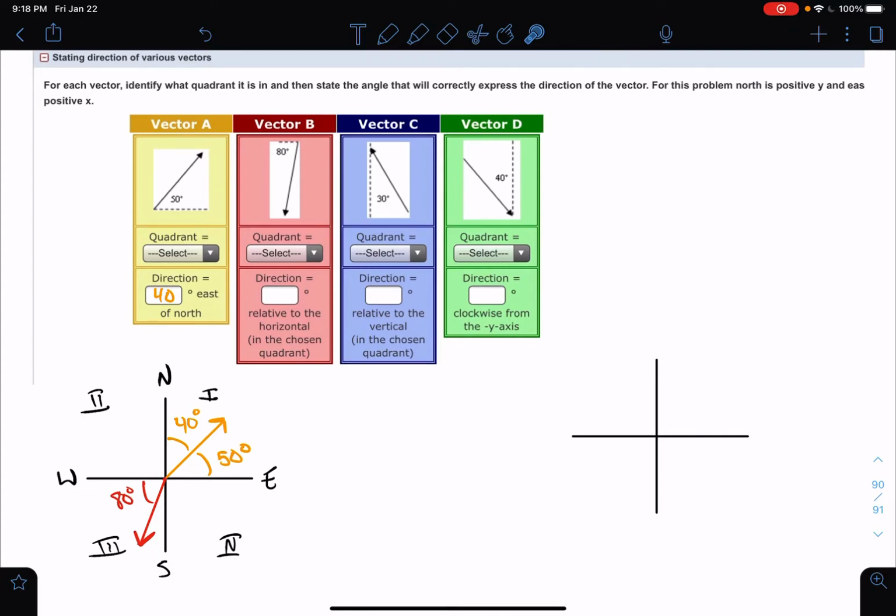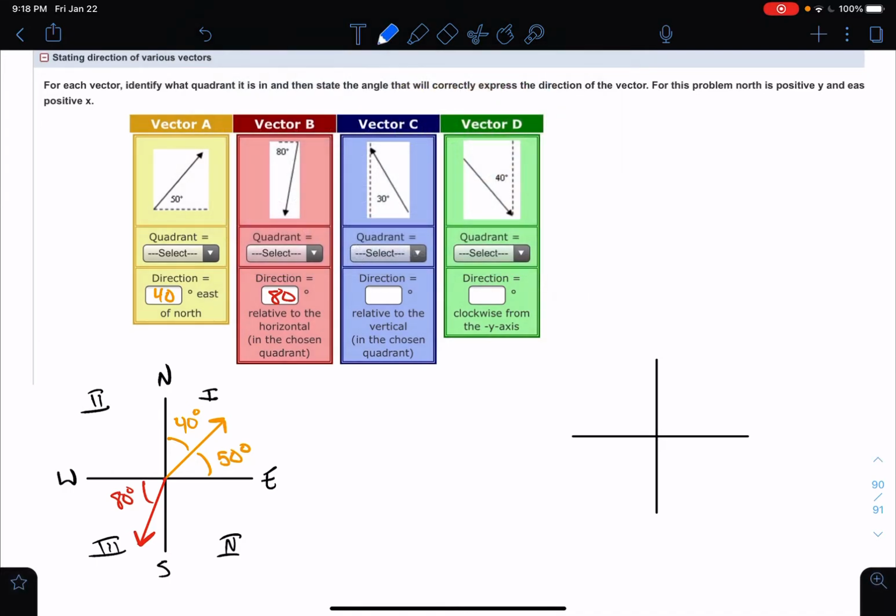And so you can see down and to the left is quadrant 3. It's quite obvious it's pointing in quadrant 3 based on how I drew it. So I would choose quadrant 3 right here. Now I've got to get the direction. It says relative to the horizontal in the chosen quadrant. So we're talking about in quadrant 3. Again, that means the angle has to be between 0 and 90. So relative to the horizontal, well, I already know that. It's 80. So I can go ahead and write that down. 80 degrees.